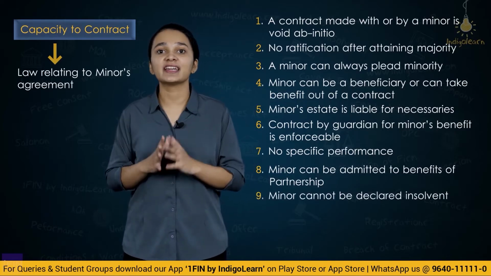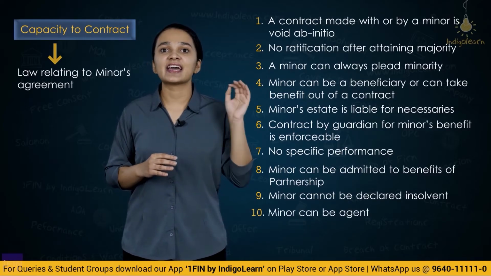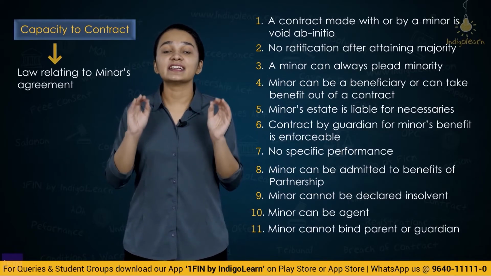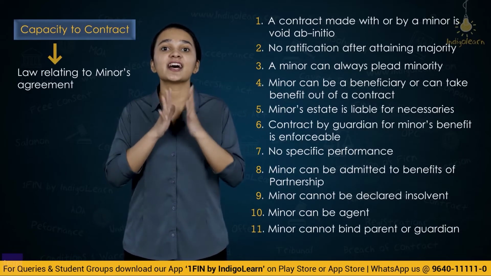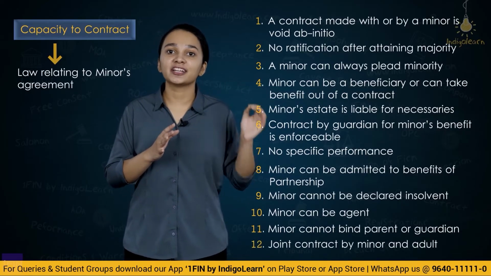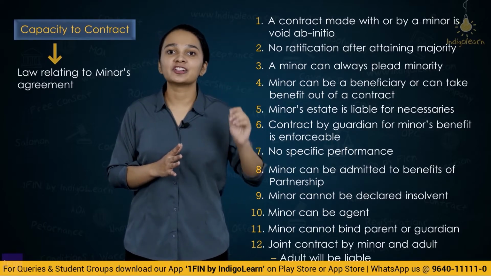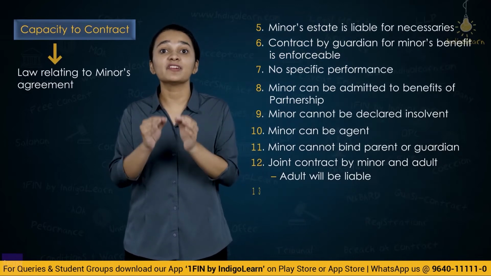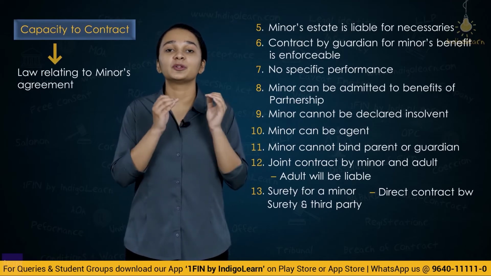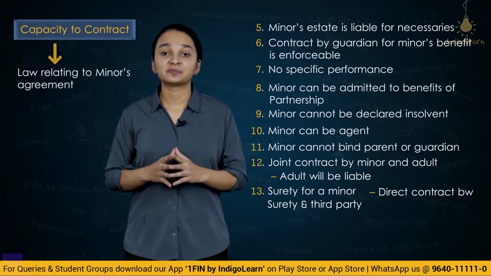Minor cannot be declared as an insolvent person. Minor can definitely act as an agent of another person. Minor cannot bind his parents or guardians unless and until he is acting as their agent. If a major and a minor together enter into a contract, then in that situation, the third party can enforce the contract against the major. If someone has provided surety for the minor, then the contract will be assumed to be a direct contract between the surety and the third party.